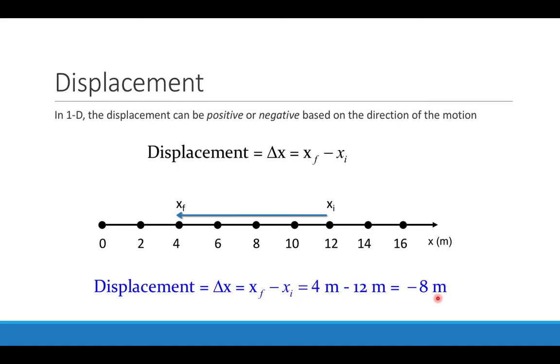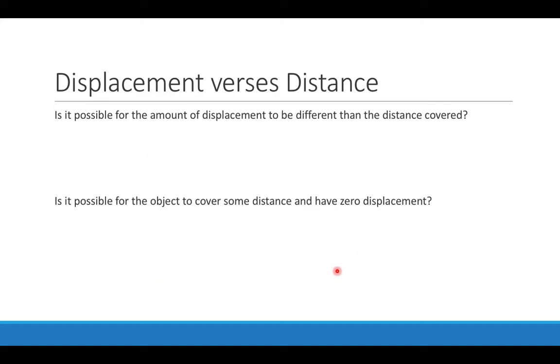So in both of these cases, the distance covered is the same. Both of these displacements cover the same distance of 8 meters, but the direction is different. In the first case, the direction was to the right. In the second case, the direction is to the left. So that means that displacement is not the same, because displacement is not only how far, but it's also in what direction, and they do have different directions. So that's a big thing about displacement that's different than distance covered.